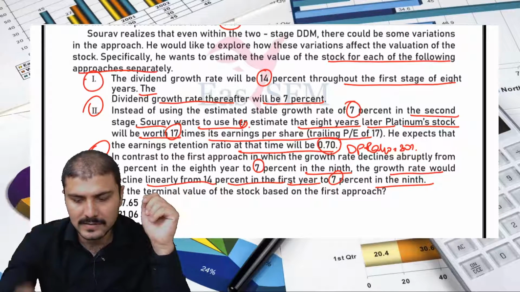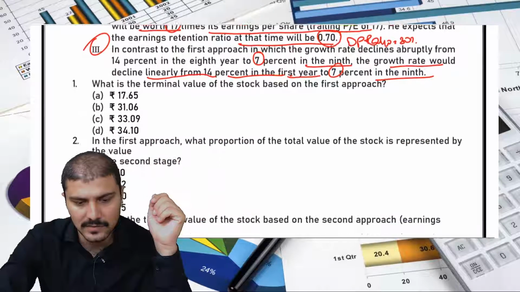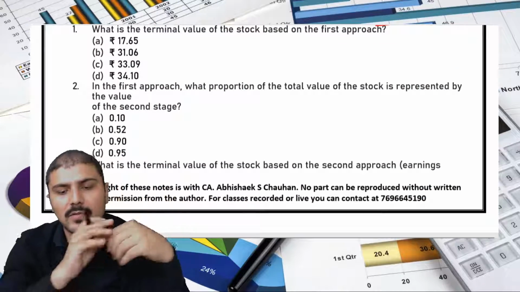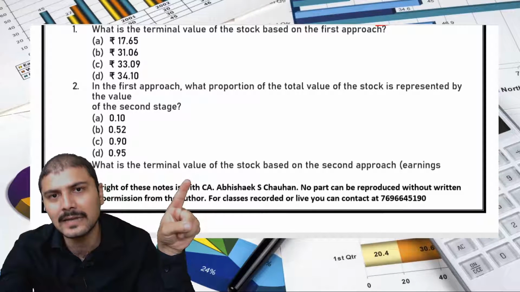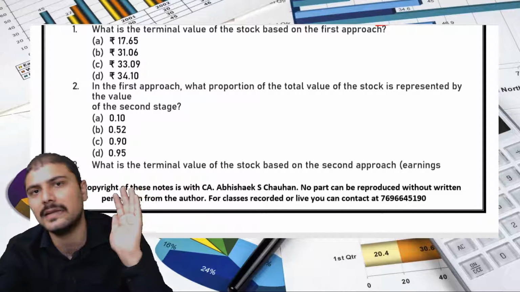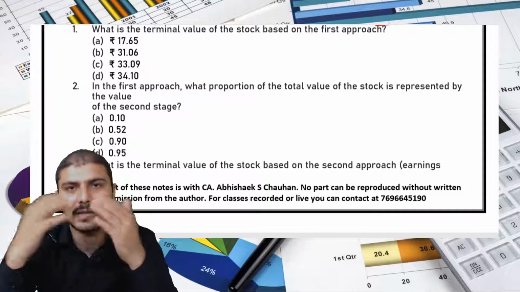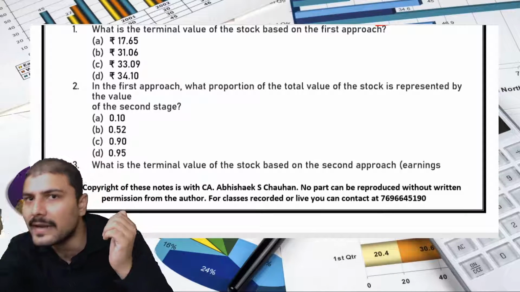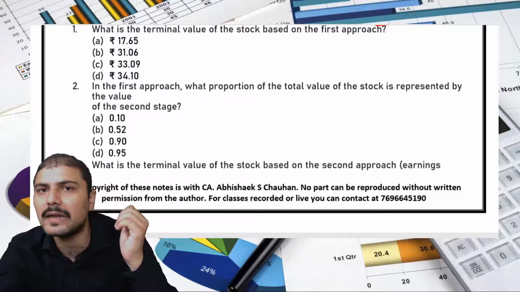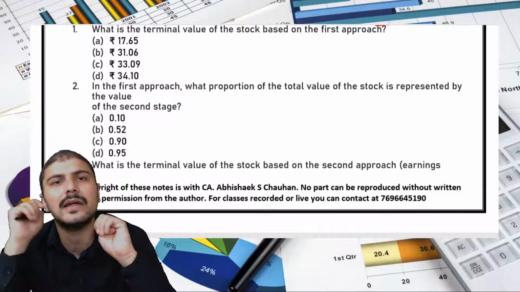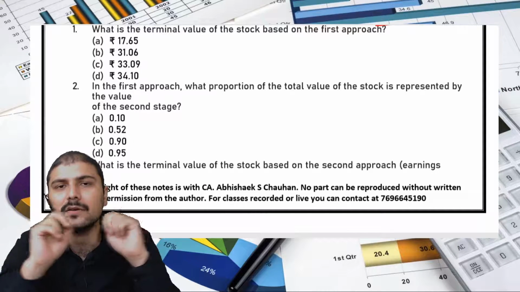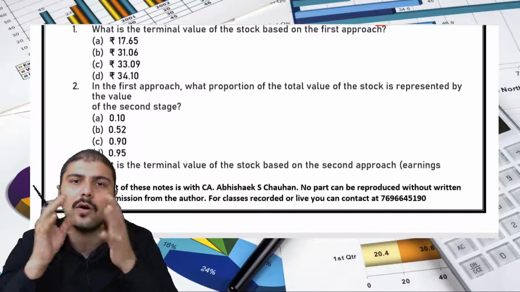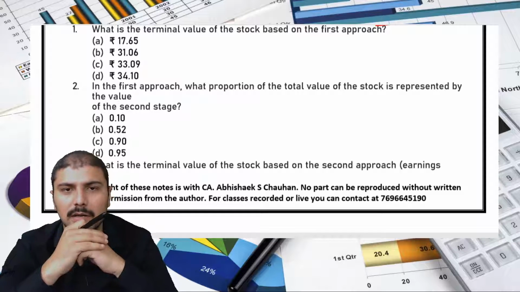So moving ahead, this is the end of the question. Let's start with the practical questions. What is the terminal value of stock based on the first approach? As per the first approach, for the first 8 years the growth rate will be 14%. In the 9th year, the growth rate will be 7%. So the 9th year dividend divided by KE minus G gives the value at the end of the 8th year, that is 1 year earlier, which is called the terminal value.